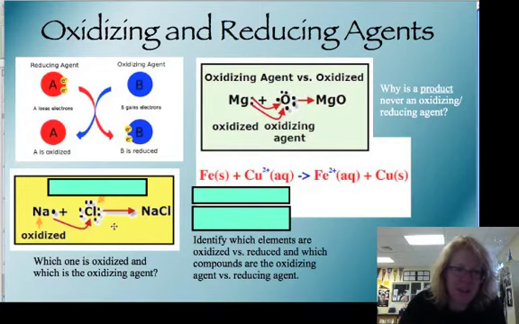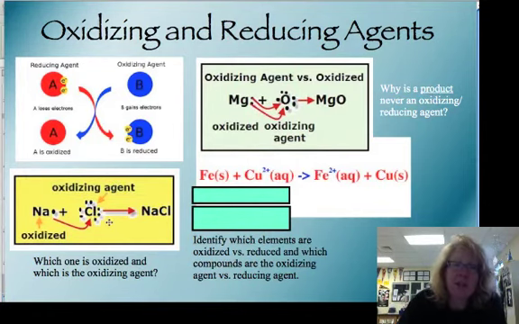So it's giving its electron away to chlorine. So it's oxidized. That means chlorine here is acting like the stripper, so it's got to be the oxidizing agent. Chlorine, as a result, by the time it comes over here, is reduced. And sodium is the reducing agent.